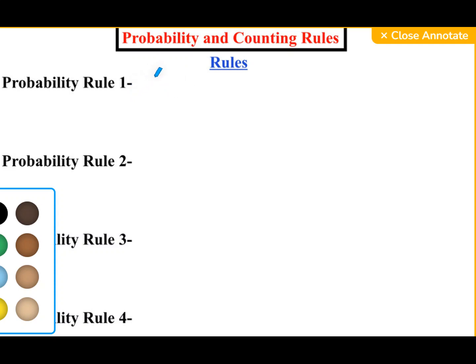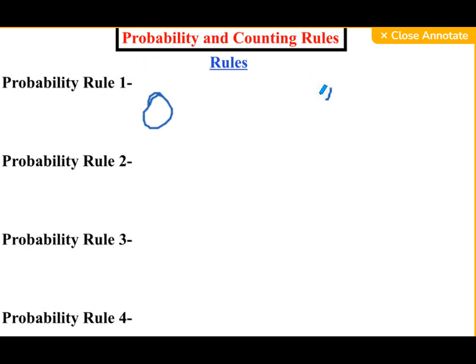All right, did everybody understand that? Good. So rule number 1 says that any probability has to fall between 0 and 1. That's why they label it as probability of an event greater than or equal to 0 and less than or equal to 1. So anywhere from 0 to 1. Everybody understands what that means? Yes? All right. Probability rule number 2.